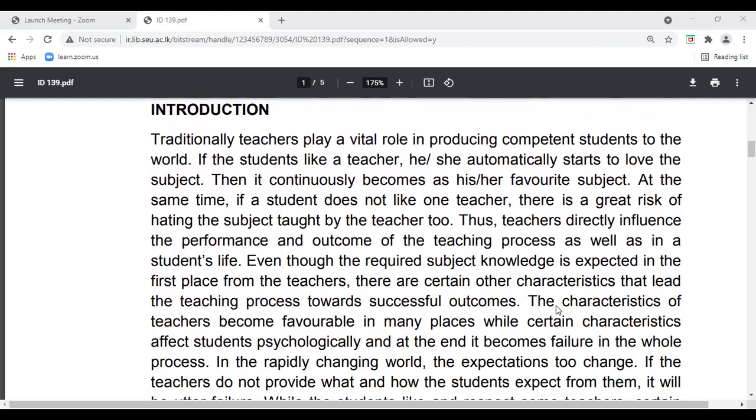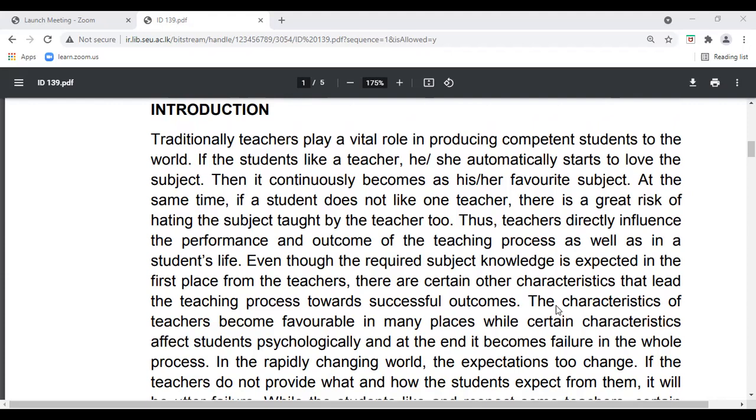Traditionally, teachers play a vital role in producing competent students for the world. If the students like a teacher, he or she automatically starts to love the subject. Then it continuously becomes his or her favorite subject. At the same time, if a student does not like a teacher, there is a great risk of hating the subject taught by the teacher too. Thus, teachers directly influence the performance and outcome of the teaching process as well as the student's life.